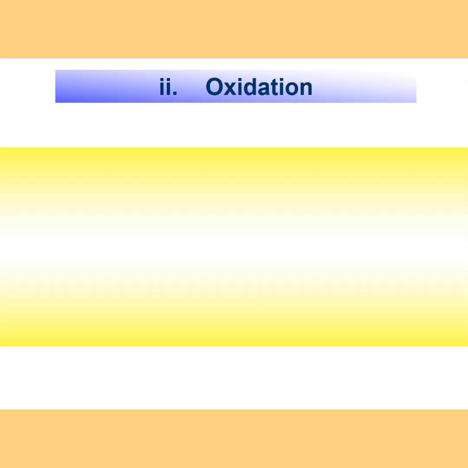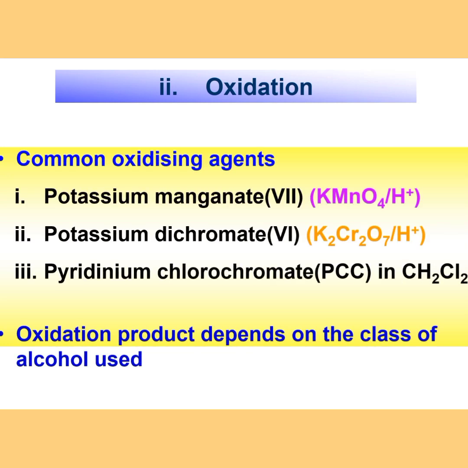The second reaction of alcohol is oxidation. There are three common oxidizing agents used. First, potassium manganate, KMnO4. Second, potassium dichromate, K2Cr2O7. And the third one is pyridinium chlorochromate, PCC, in dichloromethane. The first two are known as strong oxidizing agents, meanwhile the third one is a mild oxidizing agent.